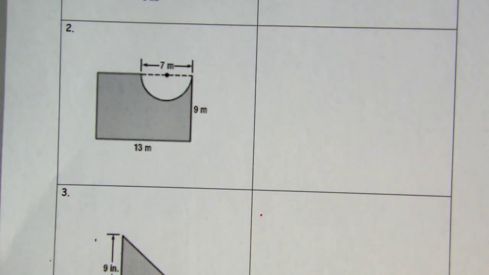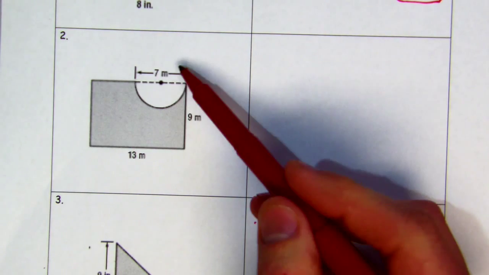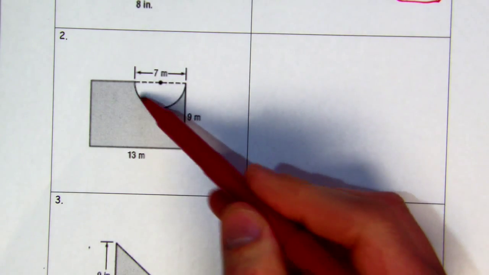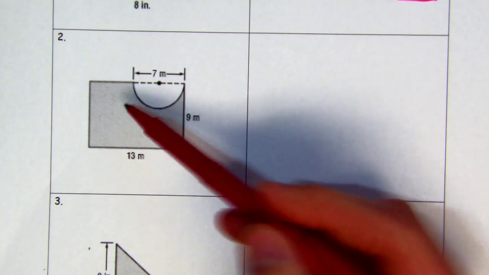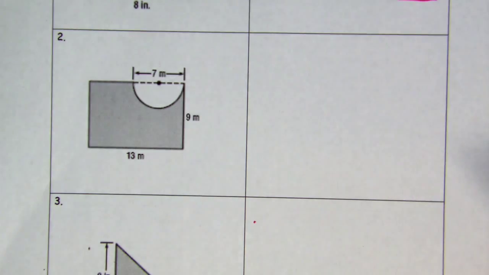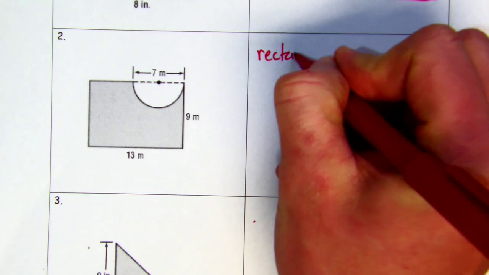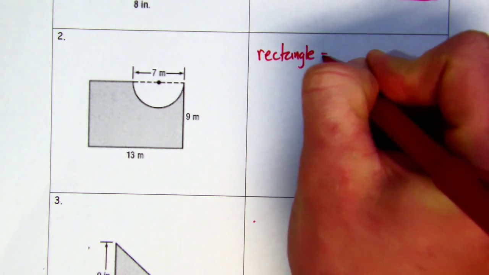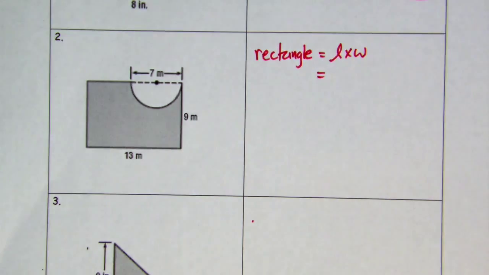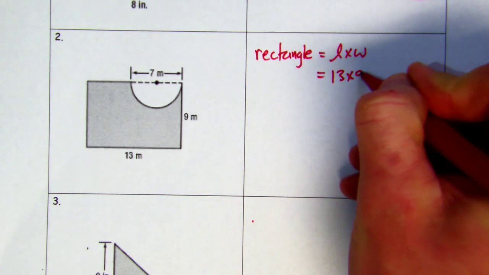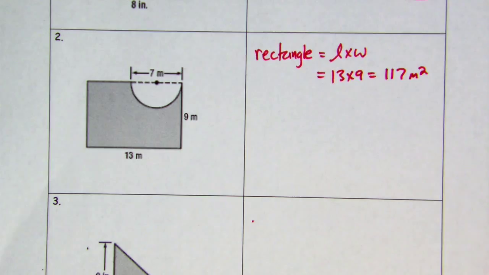Alright, number 2. Notice how I have a rectangle here, and then cut out of this rectangle is this little half circle right here. So I'm going to have to figure out what my half circle is as well as my whole rectangle to figure out my shaded region. Okay, so let's do my rectangle first. And that is length times width I'm going to use. So 13 times 9. And that is 117 meters squared.